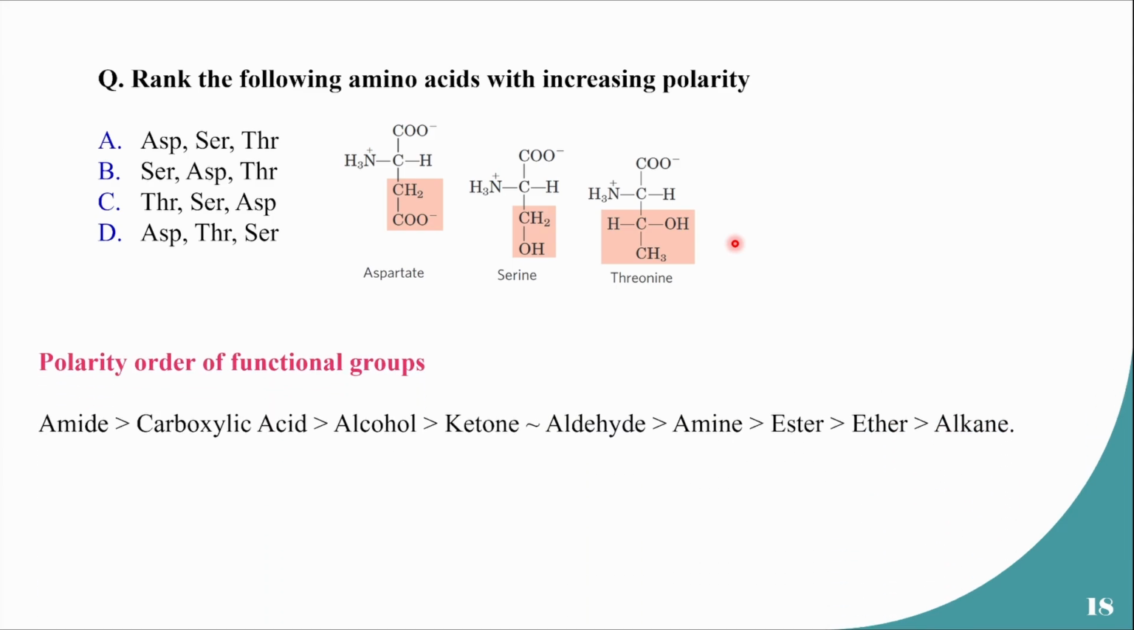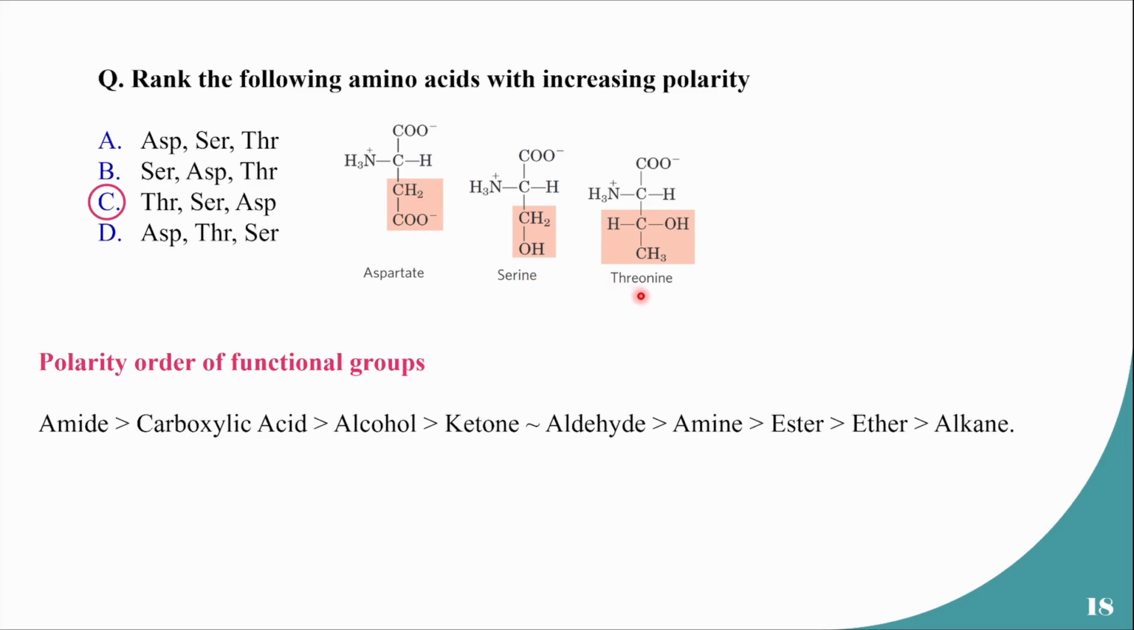So here the polarity order for the functional groups goes something like this. Firstly you have the amide groups, then the carboxylic acid, then alcohol, then ketone or aldehyde are roughly similar, then amine, ester, ether, and then finally alkane. So based on that, here you see one CH2COO minus for the aspartate, right? So for the increasing polarity, if we order, the aspartate would come at the very end because it should be the highest polarity among all the options that are available here.